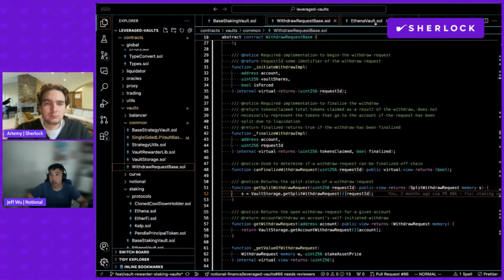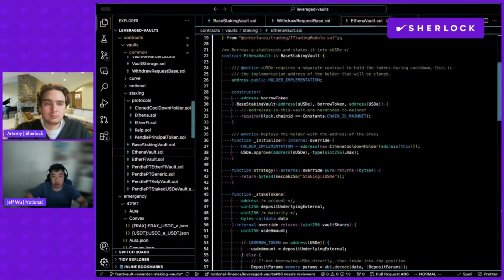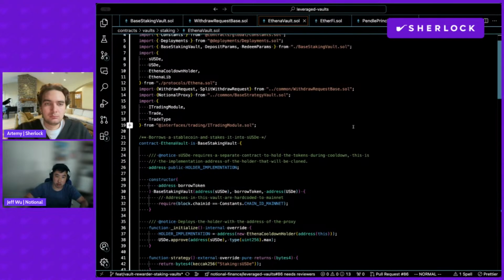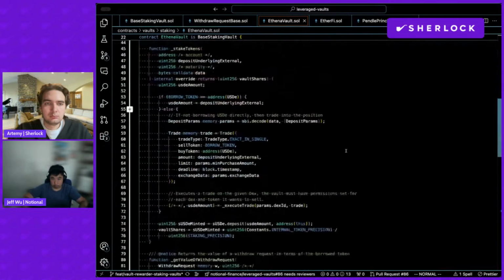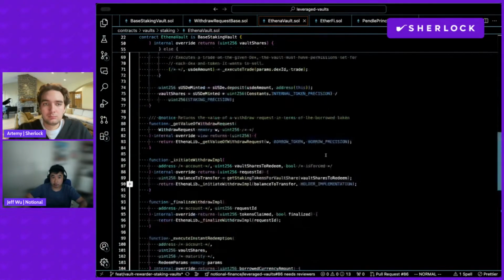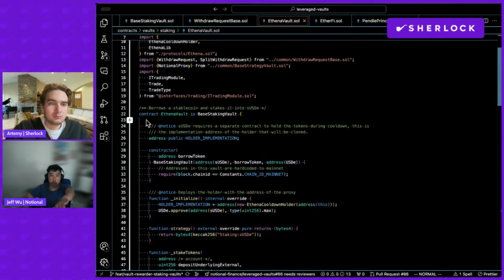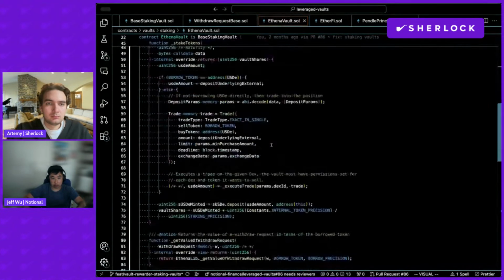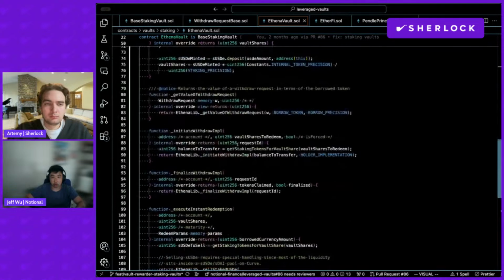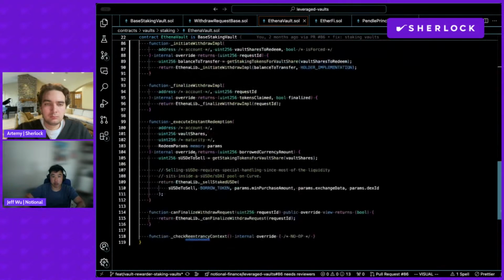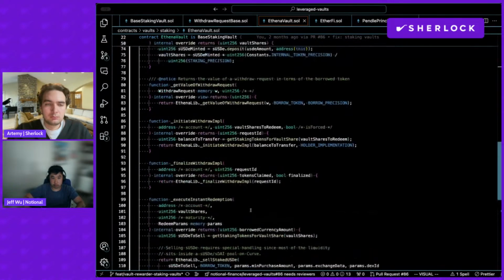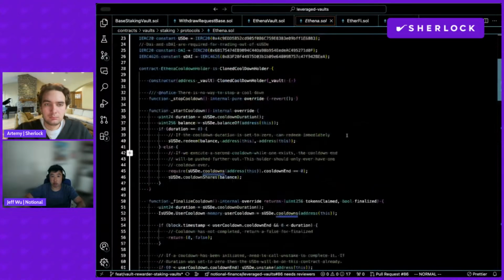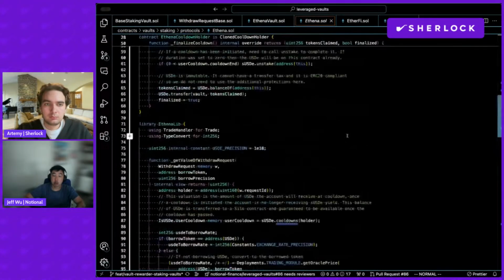I'll take a look at the Athena one because it's a little bit unique. So you can see this is an actual implementation contract. This one's not abstract and will get deployed. Generally, these are pretty straightforward. They're just calling into these libraries. So if we look at the Athena library, there's a couple things to note.